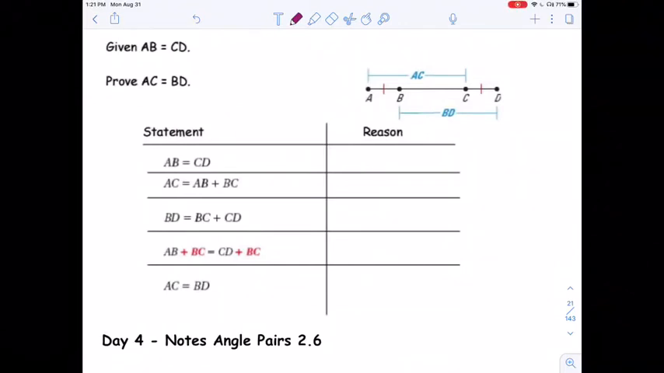We're going to start day 4 notes by going over this example at the end of day 3. So we are given that AB is equal to CD. Notice that it's also marked over there in the diagram. So this is our given statement. And we're just going to follow along with what it says. AC is equal to AB plus BC. If you trace both of those, it's the two smaller segments adding together to give you the larger. So this is what we call segment addition.